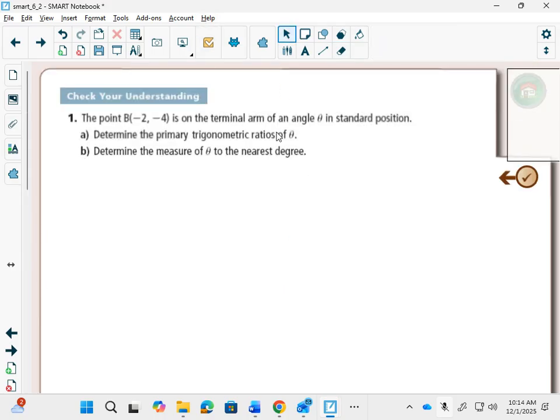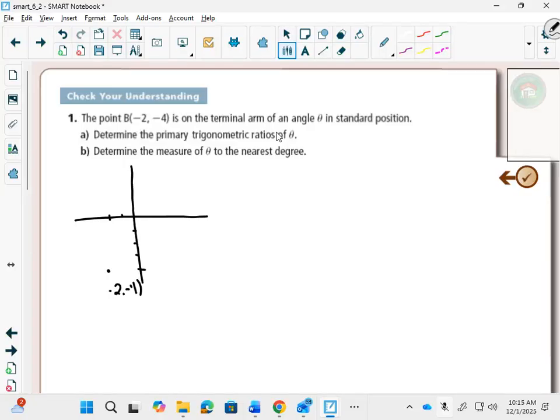Awesome. Oh, they used the same numbers I did. That's just pure luck. We'll see if my numbers give us 35 degrees or not. See how close my guess was. The point (-2, -4) lies on the terminal arm of an angle theta in standard position.